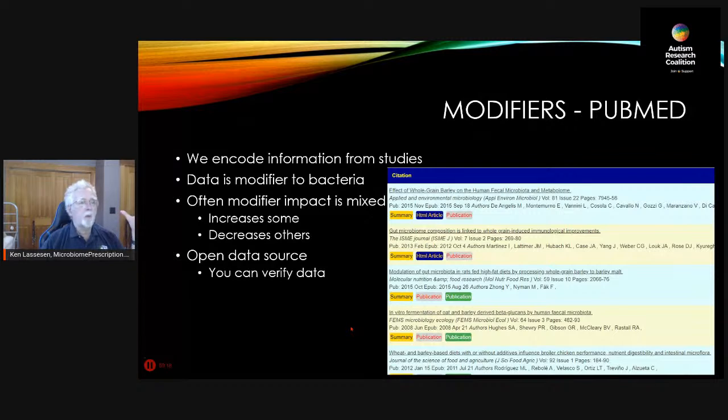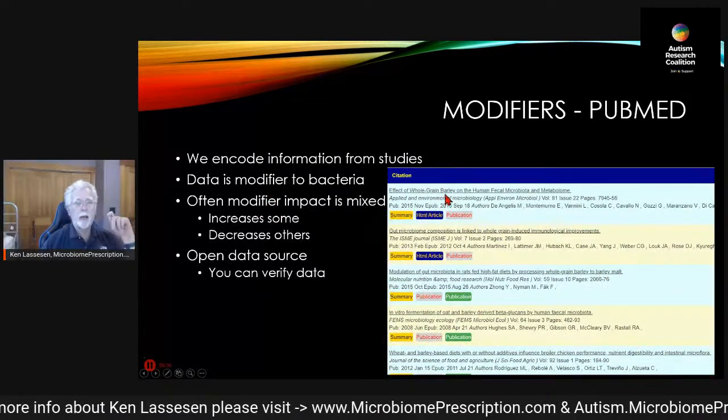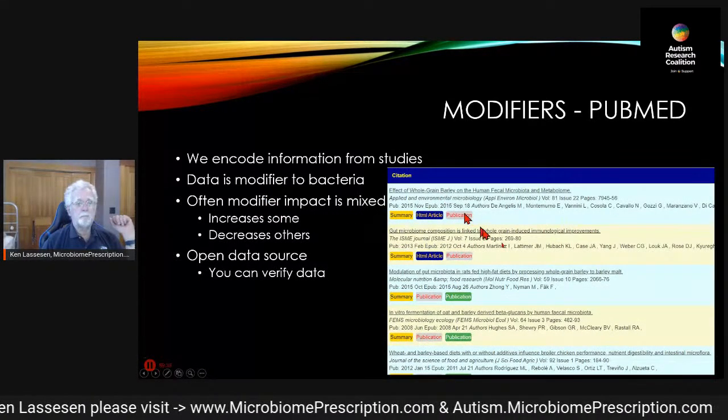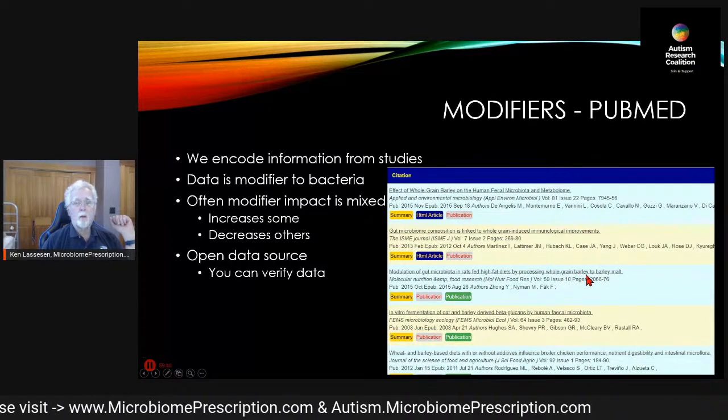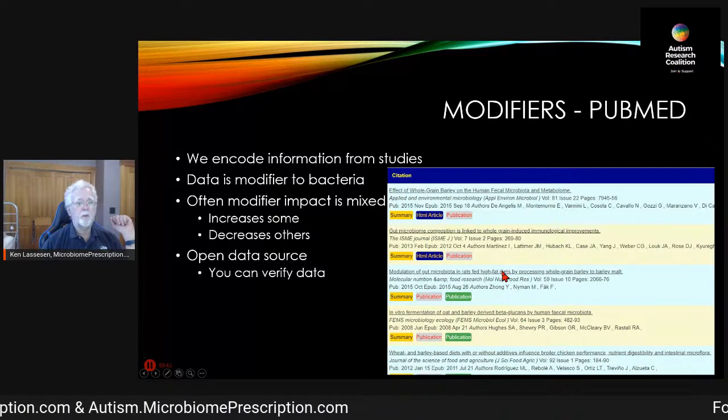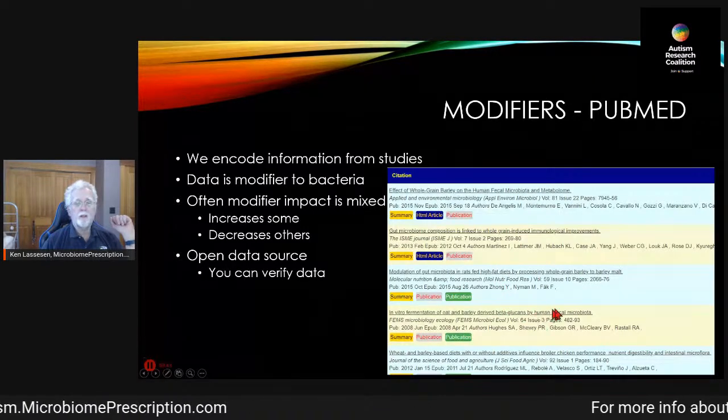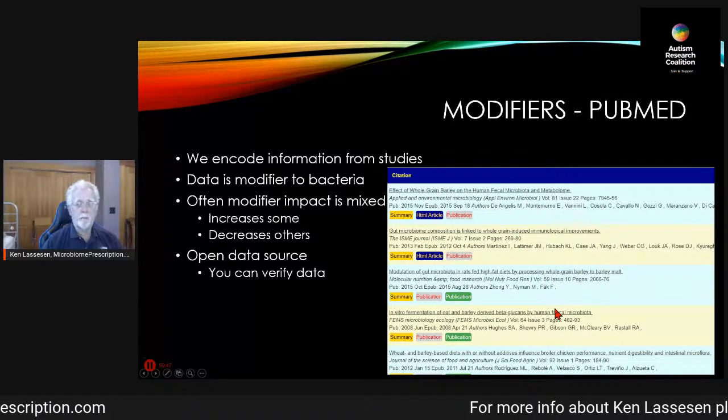Okay, let's continue onwards. On my site, basically what I do once a month is sit down and spend a fair number of hours, I won't say how many, to encode information from PubMed studies. And the data is what modifies which bacteria. For example, here we have probably barley as the item being described. And here are studies dealing with barley and how it impacts the microbiome.